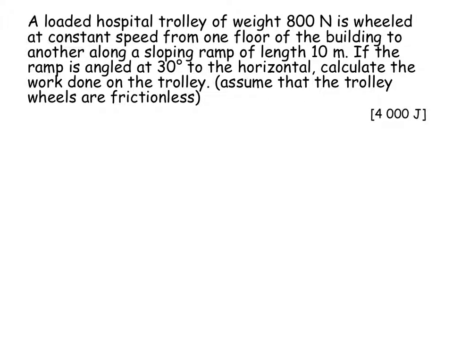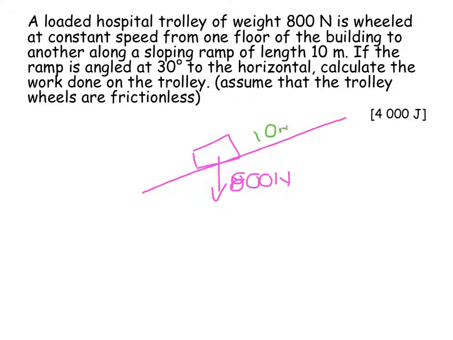Now we've got a loaded hospital trolley. It has a weight of 800 newtons, and it is wheeled at a constant speed from one floor of the building to the other floor along a ramp. The length of this ramp is 10 meters. If the ramp is angled at 30 degrees to the horizontal, calculate the work done on the trolley and assume that the trolley wheels are frictionless. So we're going to take a look at that.